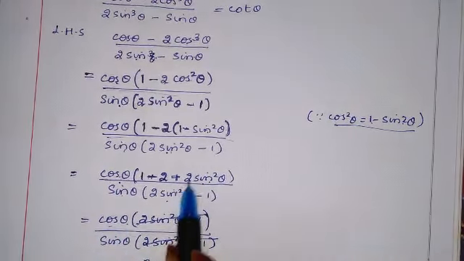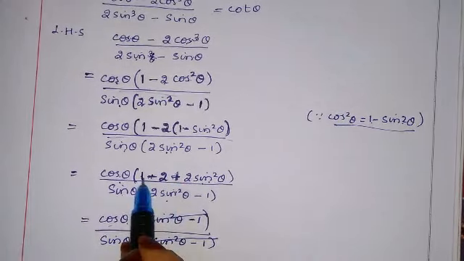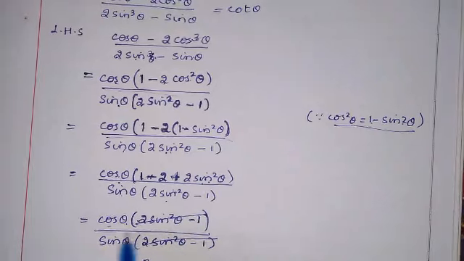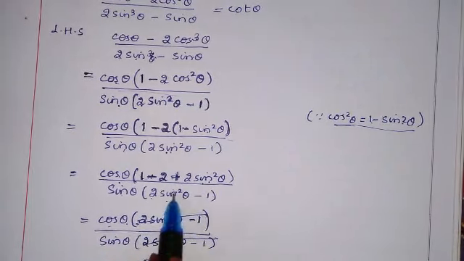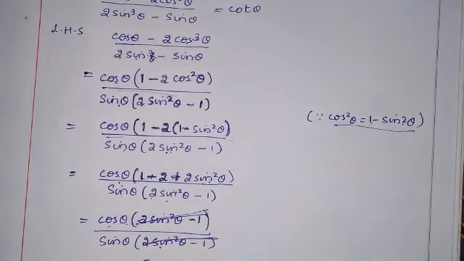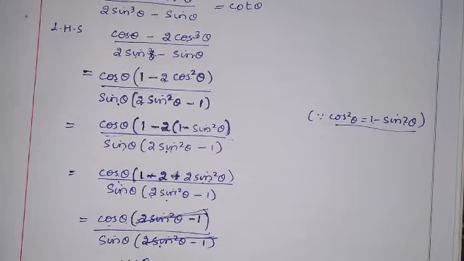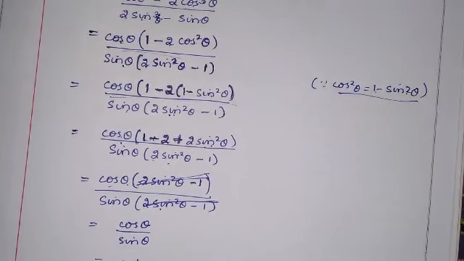cos theta 2 sin squared theta is written first because positive sign as it is written. 1 minus 2 is minus 1 upon sin theta (2 sin squared theta minus 1). 2 sin squared theta minus 1 cancels. So cos theta by sin theta is nothing but cot theta. So we got the answer. Let us see the next problem.